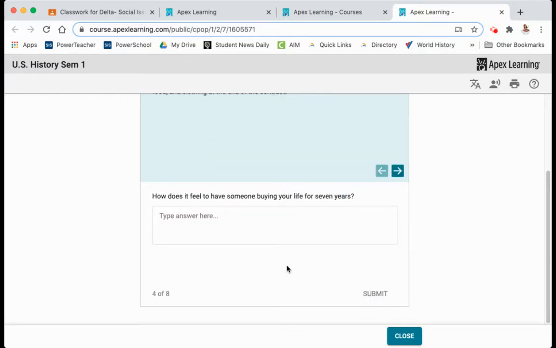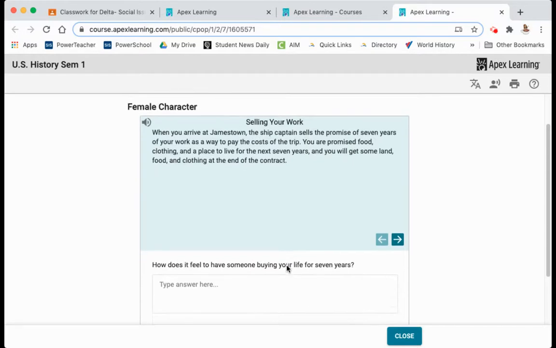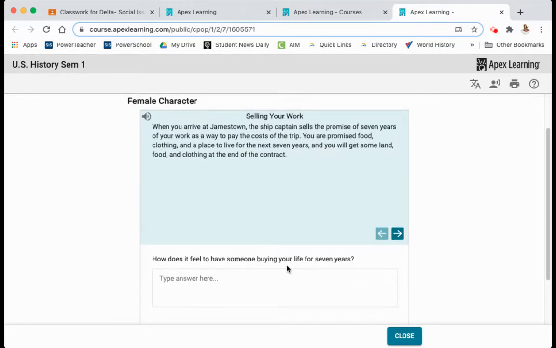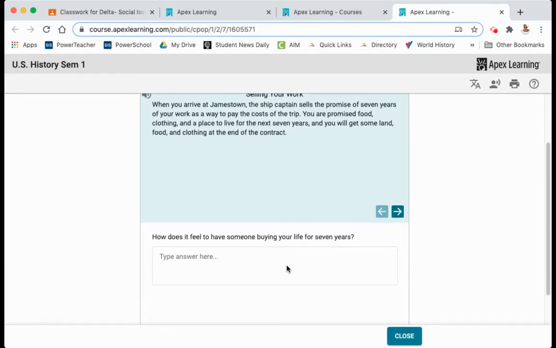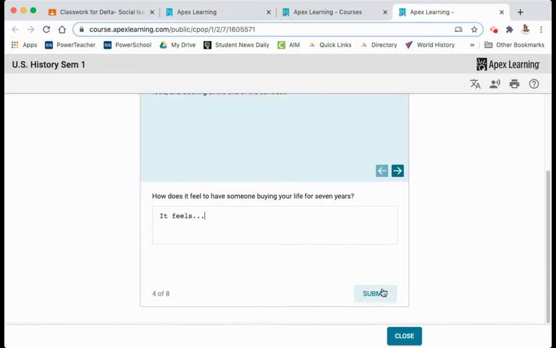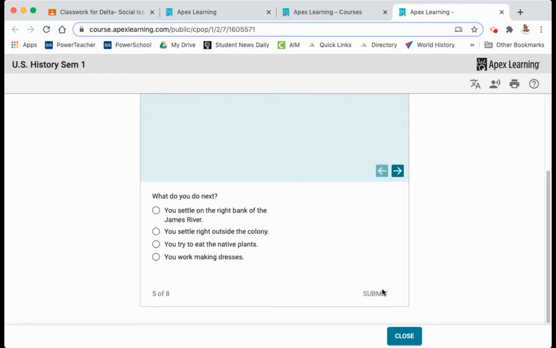Okay. And then when you arrive there, the ship captain sells the promise of 7 years of your work as a way to pay the cost of the trip. You're promised food, clothing, and a place to live for the next 7 years, and you'll get some land, food, and clothing at the end of the contract. So you're going to write here, how does it feel to have someone buying your life for 7 years? It feels, you're going to tell me. Okay. Submit it. Hit next.